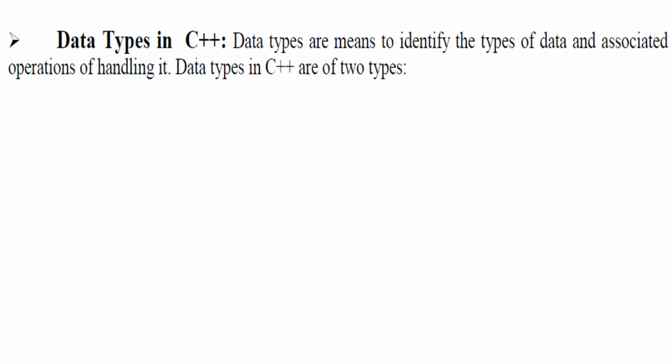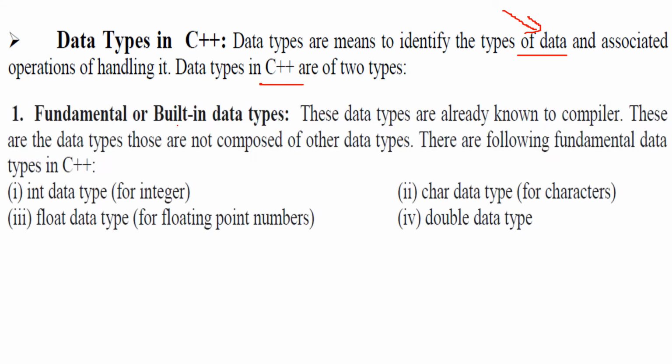The data types in C++. Data types are what? For any data, what kind of space you will need in the memory, and there are certain operations which can be operated upon the variables and identifiers. So data types in C++ are basically of two types. First is your built-in data types. We also call them fundamental data types. So these data types are already known to the compiler. Compiler is aware of these data types, and these are not composed of any other data types.